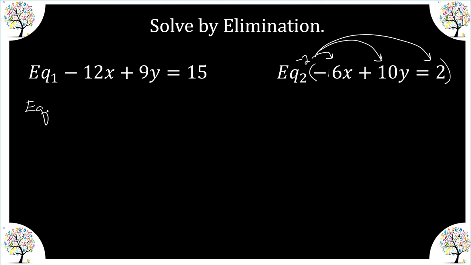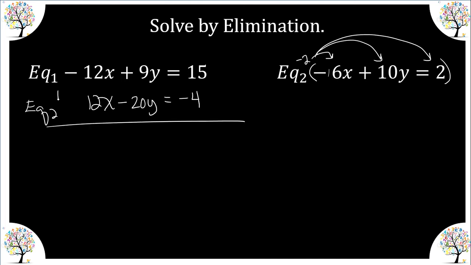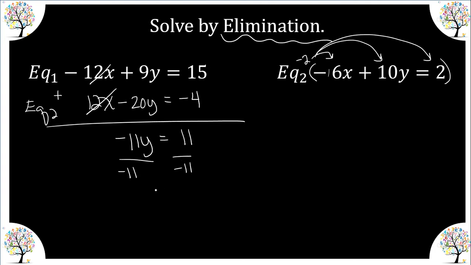So my new equation 2 is going to be 12x minus 20y equals negative 4. Now when we combine these two equations, the x's are eliminated, and we have negative 11y is equal to 11. And now we're solving for y. The y value is negative 1.